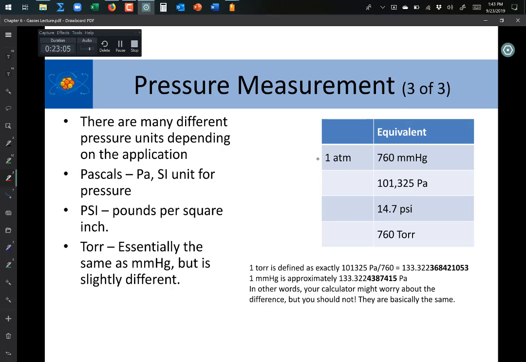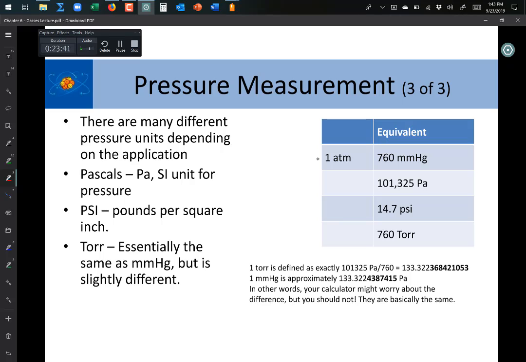They're given. From the barometer with the mercury, we have a millimeter of mercury. There's also a guy, his name was Torricelli. Torricelli was pretty famous in terms of gas laws and stuff, so he got a unit named after him. It used to be that these two were the same unit, but because of the SI system and how things got redefined, they're a little bit different, but for the most part, nobody cares about it. If you care about it, this is the difference. It's out in like the sixth or seventh place. Calculators care, but people don't.